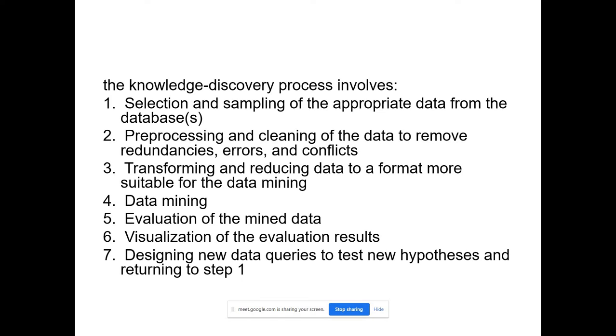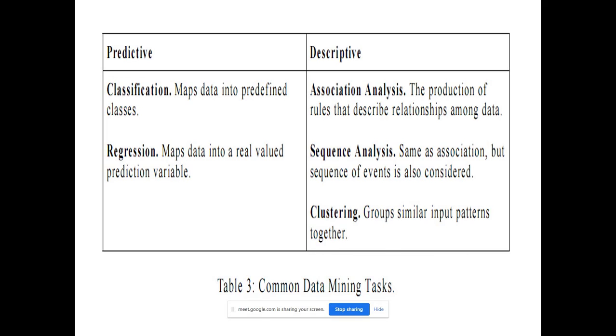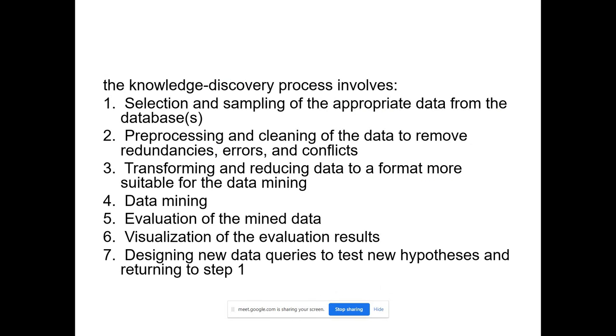Now come to the steps of the knowledge discovery process. The first step is selection and sampling of the appropriate data from the database. This is a very important step, because on the internet you have seen there is a lot of data. So which data should you select? Which data is important for you? That is important. You may also search on the databases.